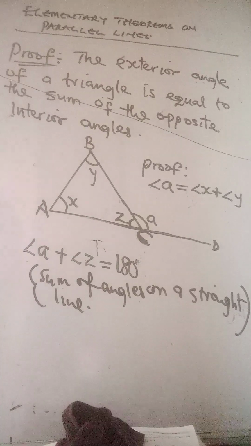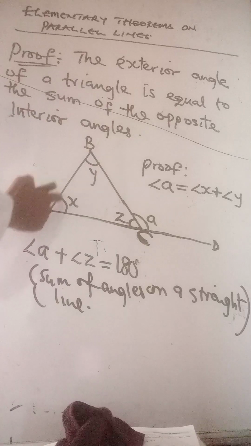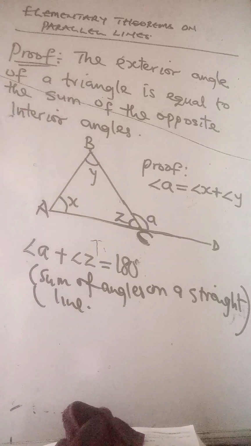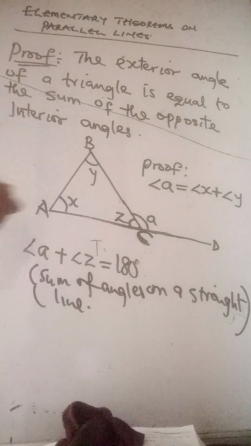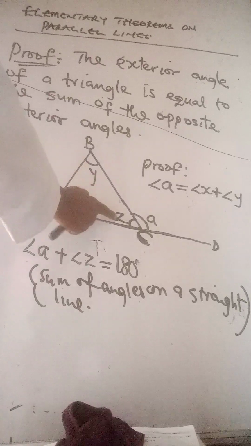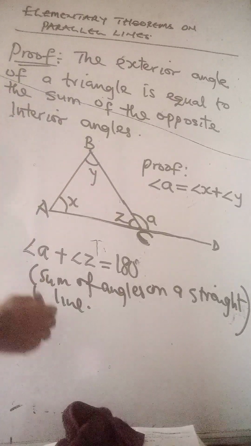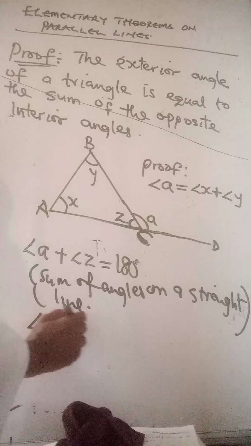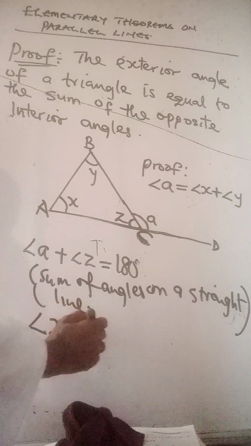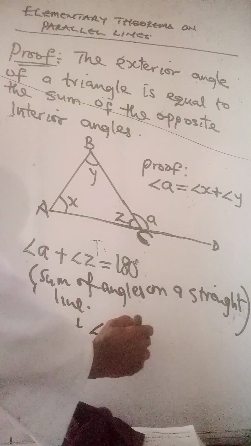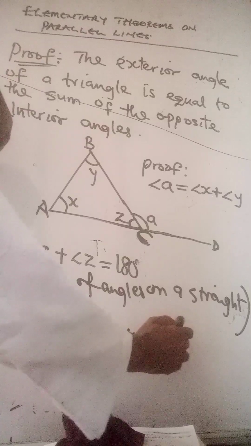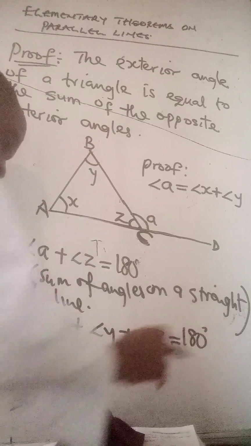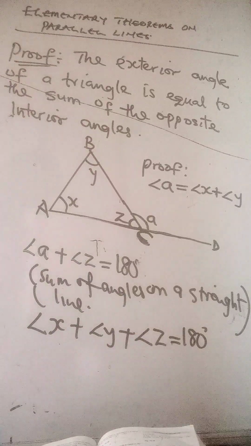Now, let's have a look at the three angles inside the triangle. Angle X plus angle Y plus angle Z will give us 180 degrees. What is the reason? The reason is that when we add all the three angles in a triangle together, it must be equal to 180. Sum of angles in a triangle.